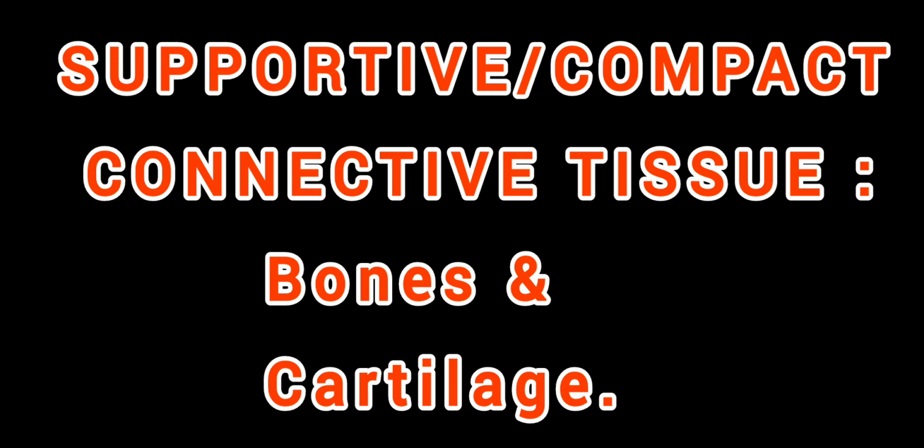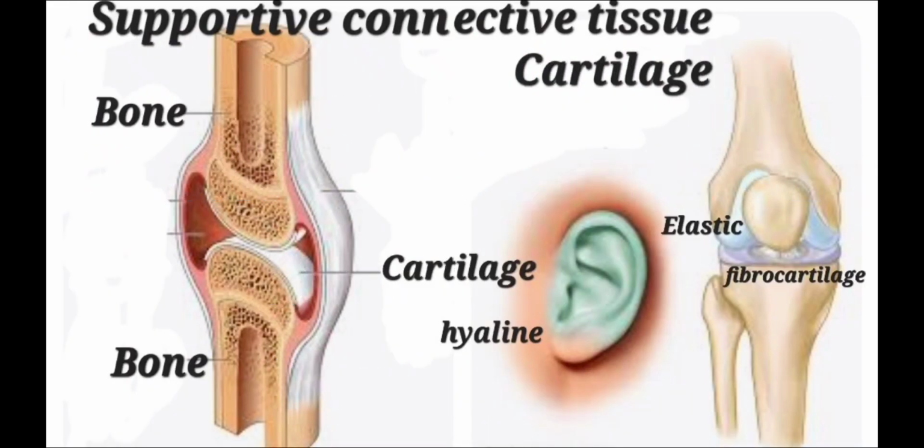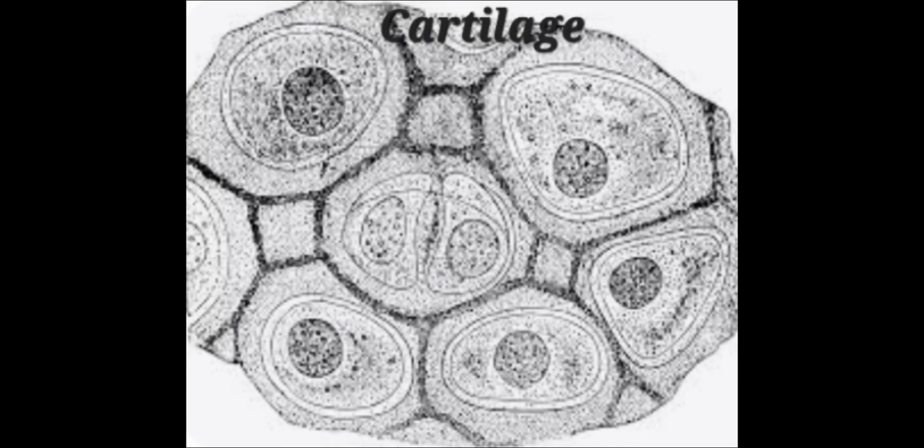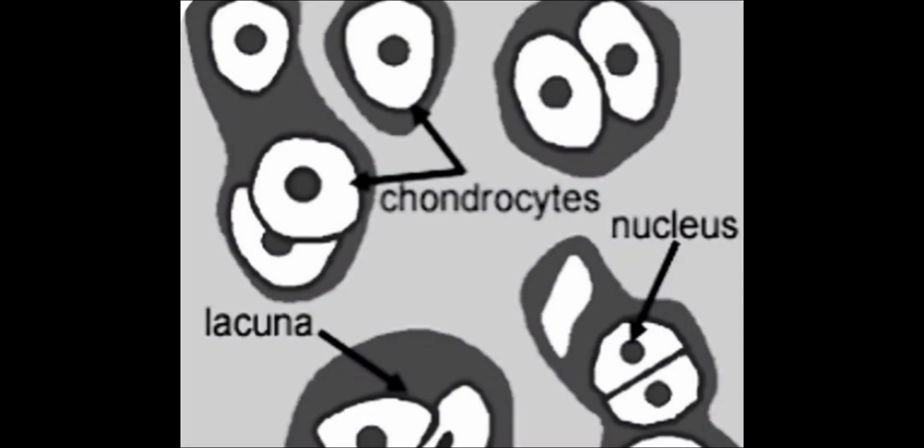Next category are the supportive or the compact connective tissue. This supportive connective tissue consists of cartilage and bones. The cartilage is quite similar to connective tissue proper. It is intermediate between the dense connective tissue and a bone. This lacks nerves and blood vessels, but contains lots of tissue fluid.